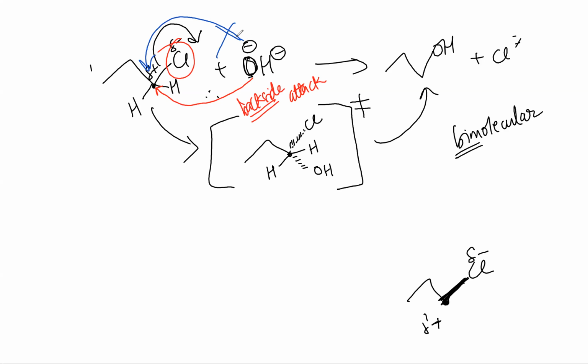This is not going to happen. So when you write the mechanism for this, you have to be very clear how you're drawing the arrow. Okay, so I get very, very specific in how you're drawing the arrows in here. So make sure that it's coming from behind the chlorine, from behind the leaving group, in order to do this reaction. So this is called a backside attack.